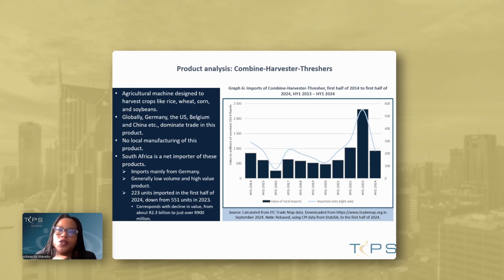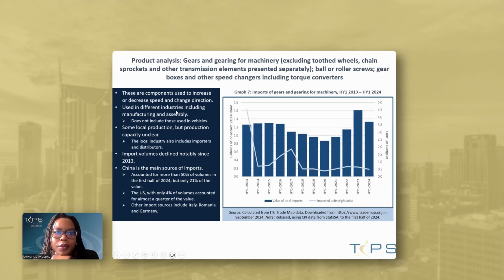The part of the challenge for localization here is that this is generally a low volume and high value product. And so for local manufacturing, it then has implications, especially around the intensity of the employment that can be created from localization of this particular product. And then the last product that we looked at is gears and other gearing machinery.